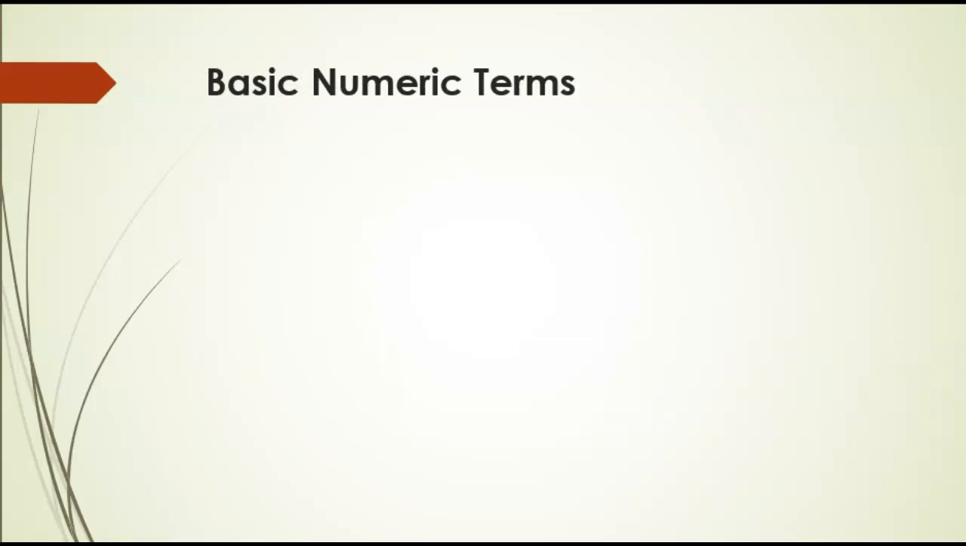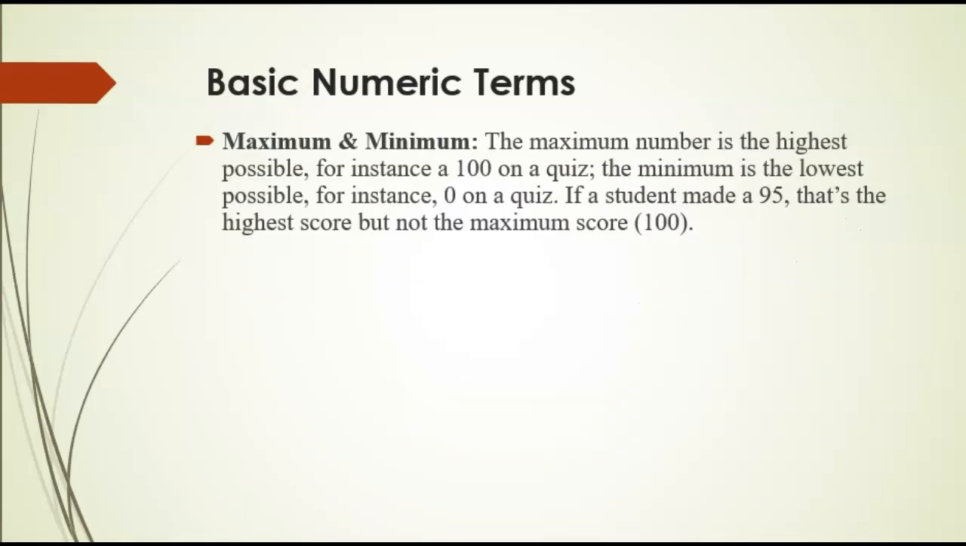To understand quantitative data and make logical conclusions, you must first familiarize yourself with the basic numeric terms. When calculating maximum and minimum, the maximum number is the highest possible, for instance, 100 on a quiz. The minimum is the lowest possible, for instance, 0 on a quiz. If a student made a 95, that's the highest score, but not the maximum score, 100.